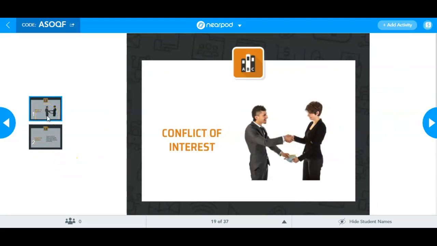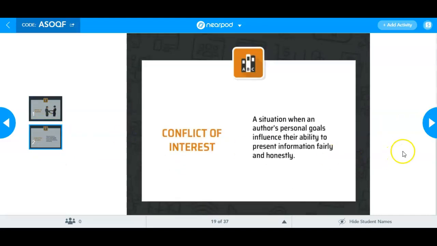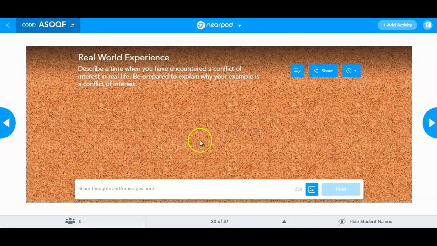We will go over what conflict of interest is. Then they'll be able to share out thoughts about encountering conflict of interest in real life. And also they will be preparing to explain their examples of conflict of interest.